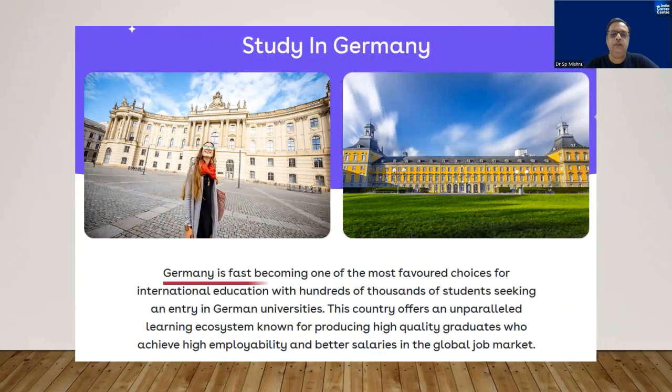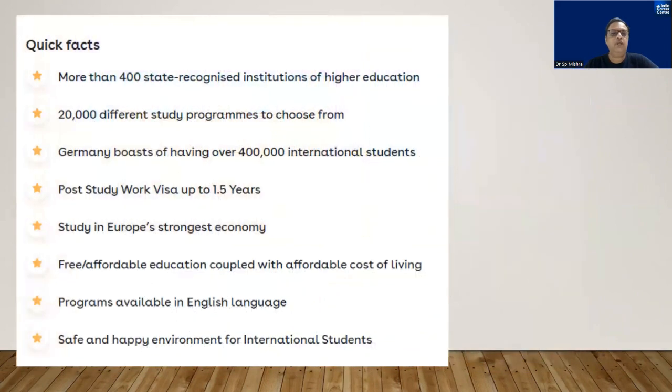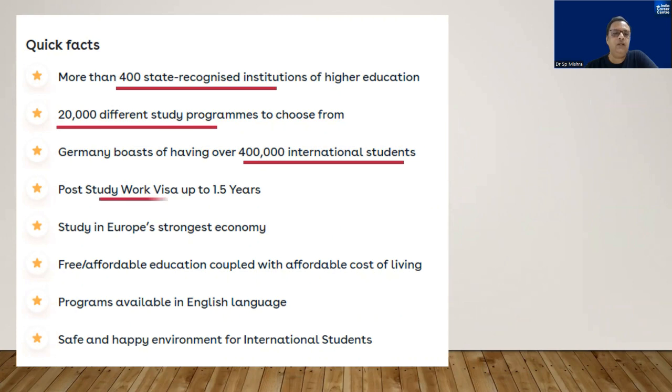Next is Germany. Germany is obviously becoming one of the fastest and most favored choices for students, primarily because most of the education is state run. Most of the institutions are run by the government itself. There are 20,000 different programs which are there. More than 4 lakh internationals are studying right now.